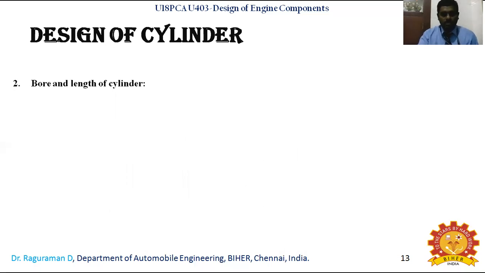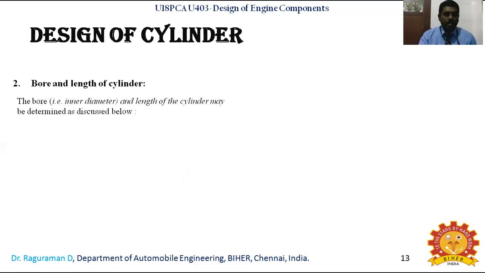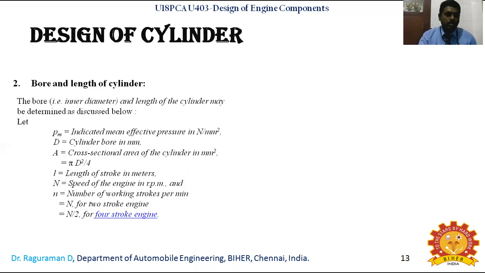Next, the specification is the bore and length of the cylinder. The bore is the inner diameter, capital D. The first specification we have seen is small t, the thickness of the cylinder wall. Now we are going to consider the bore, capital D, and also the length of the cylinder, which can be determined using this procedure.